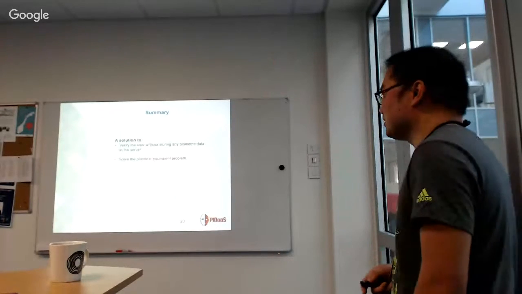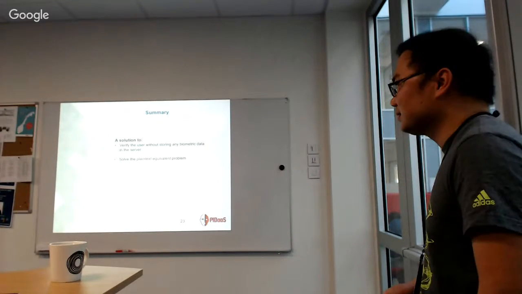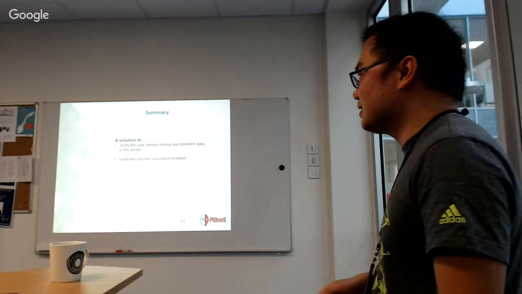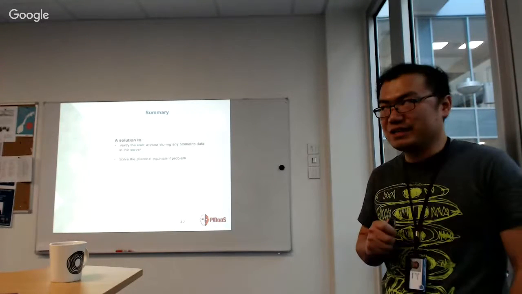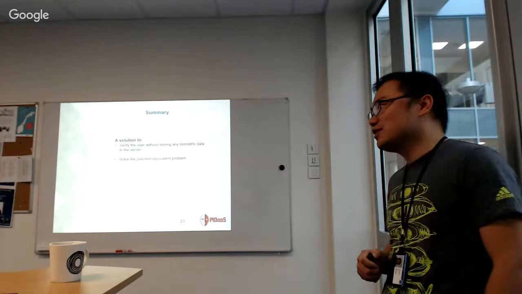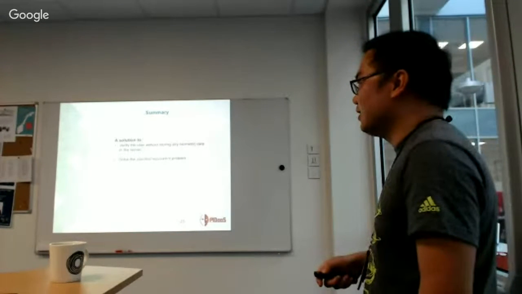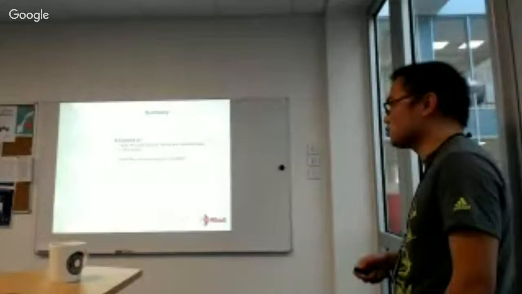So yes, now I'm going to my conclusion. We present a solution which can do biometric verification, but we don't need to store any biometric information in the centralized database. Which means the user doesn't need to worry about the privacy issue, doesn't need to worry about whether his biometric information will be linked or not. The second one, we use the SRP protocol to solve a plaintext equivalent problem.